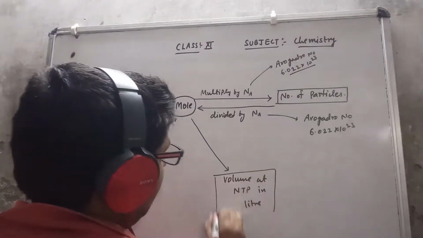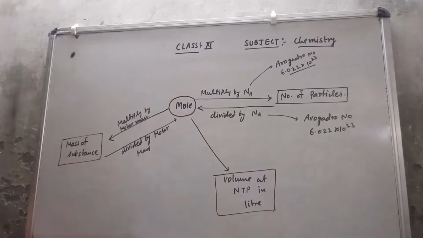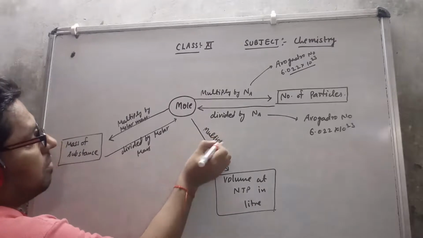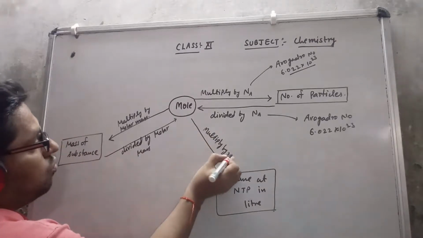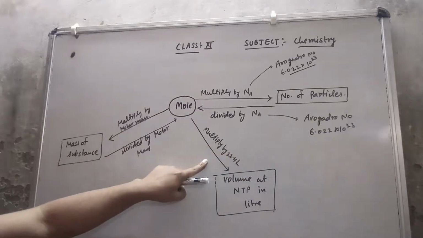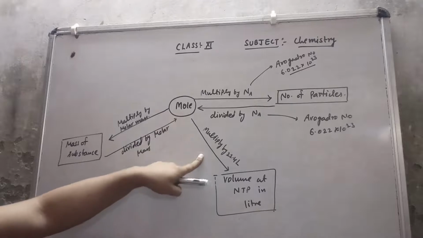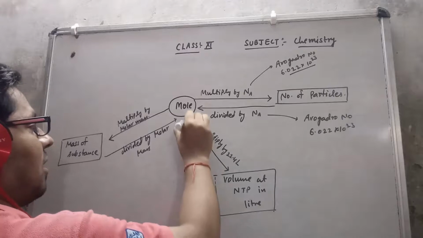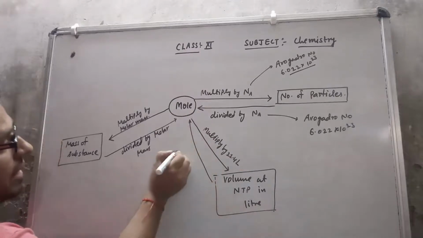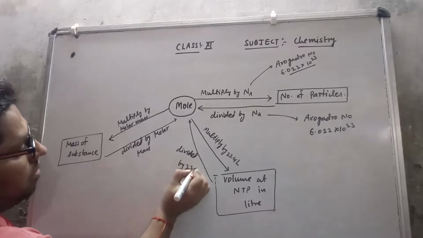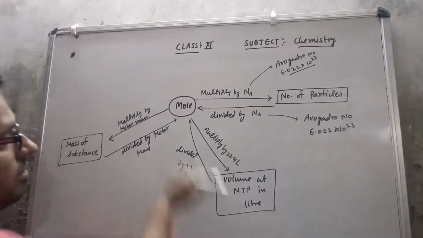In liter, if I want to convert mole into volume, then I will multiply by 22.4 liter. Mole multiplied by 22.4 liter, I am getting this. The same, if I want to convert the volume into mole, then I will divide by 22.4 liter. Then I am getting the mole.